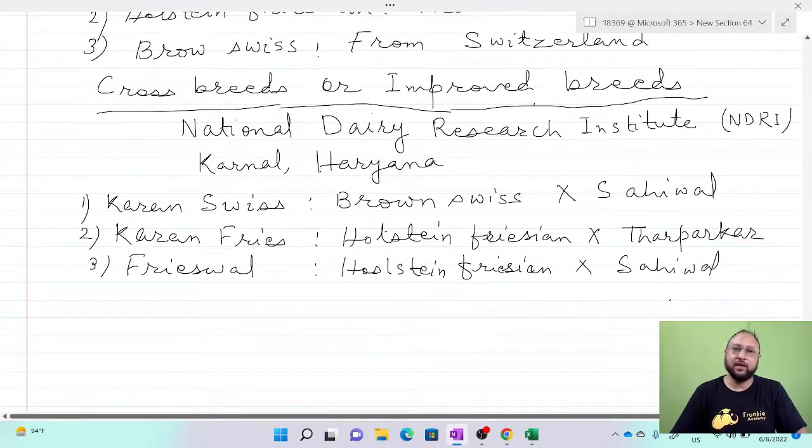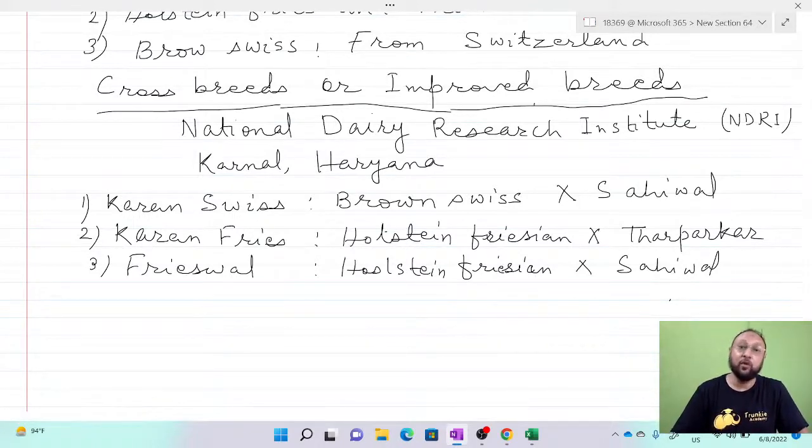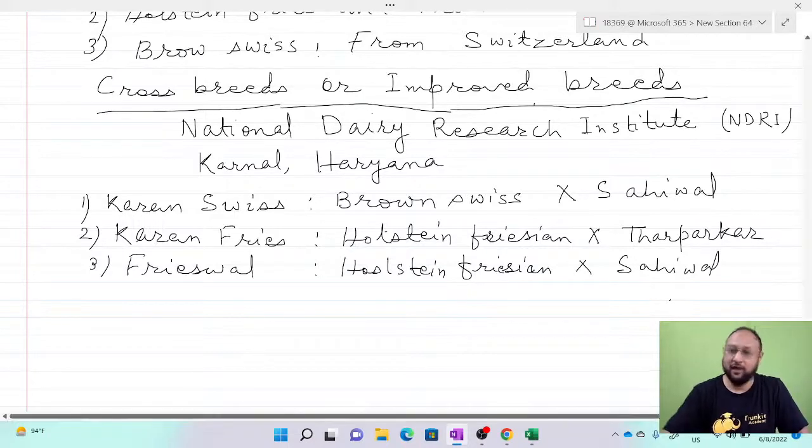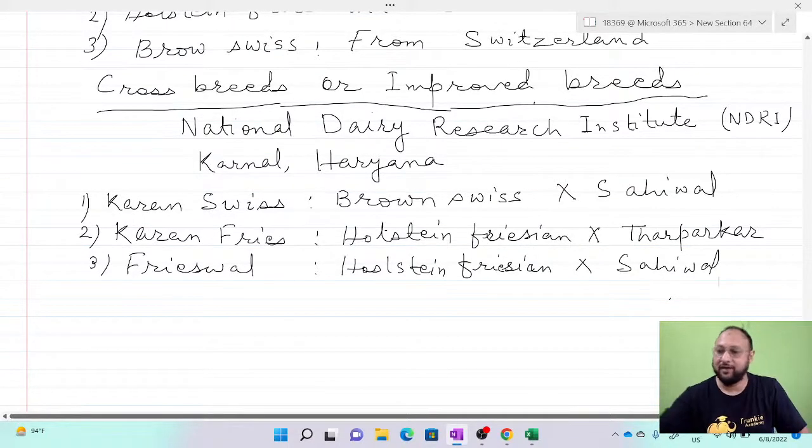The new crossbreeds produce 2 to 3 times more, maybe more, than the indigenous cows. So that is the advantage. They are producing 2 to 3 times more quantity of milk than the indigenous breed. So Karan Fries cows give about 3,500 liters of milk, so that is a good thing to obtain.